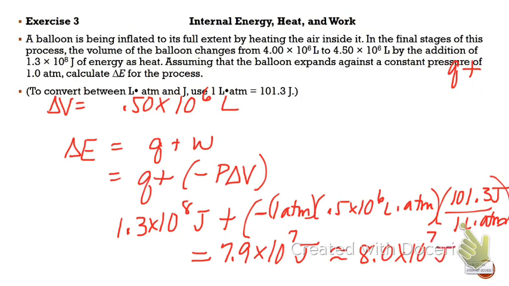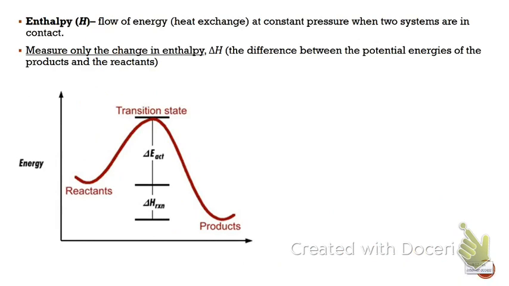So that's going to take us to Hess's law and enthalpy. Actually, we're just going to mainly talk about enthalpy, and then we'll do Hess's law more tomorrow. Okay, enthalpy, we said in the beginning of the notes, is the flow of energy or heat exchange at constant pressure when the two systems are in contact. When we are measuring enthalpy, we cannot measure it directly. We can only measure the change in enthalpy, the difference between the potential energies of the products and the reactants.